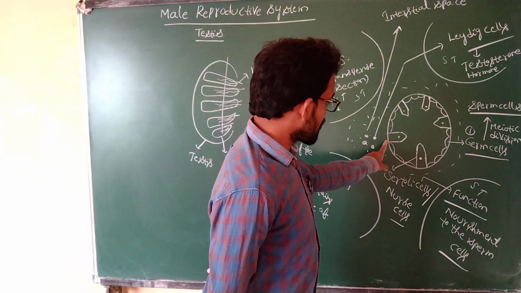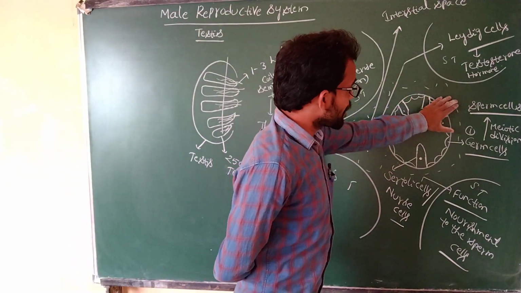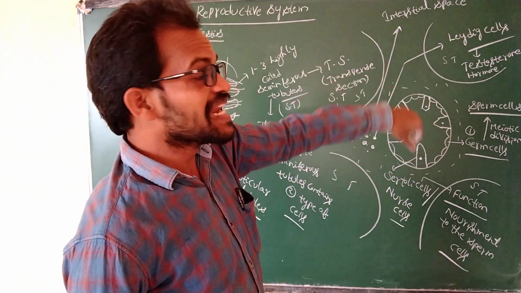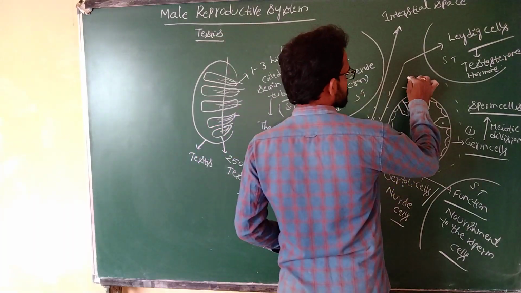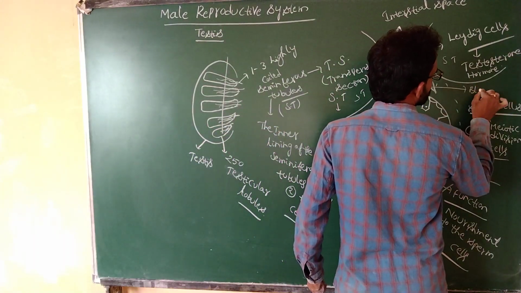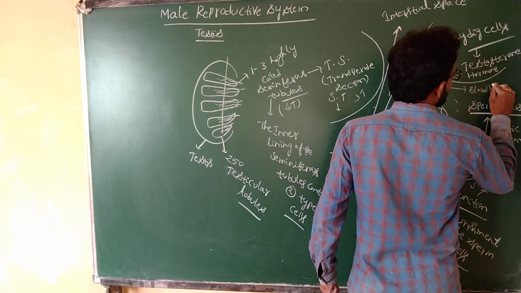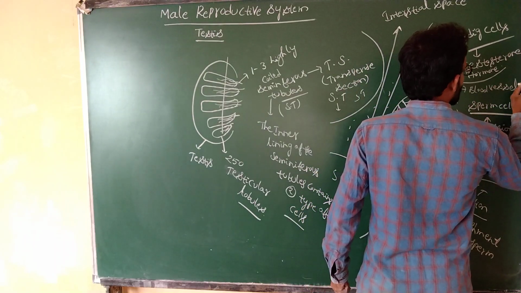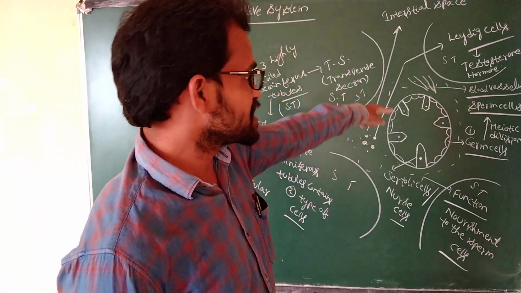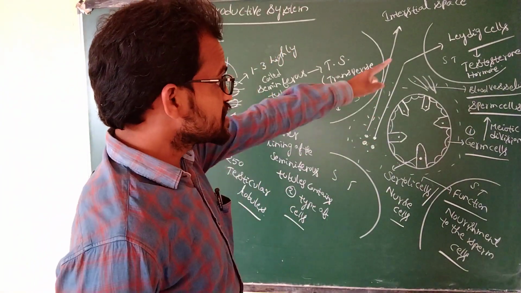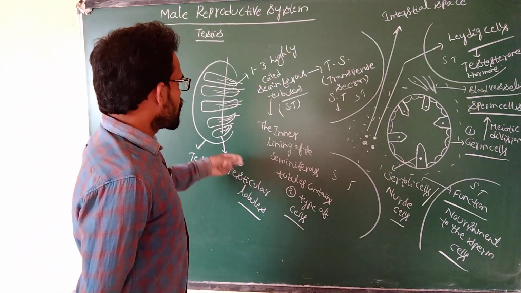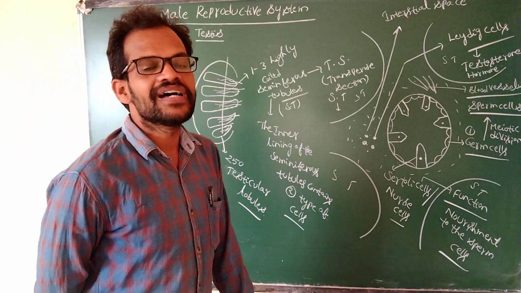Between one seminiferous tubule and the other seminiferous tubules, this gap is known as the interstitial space. This space consists of Leydig cells and also blood capillaries, blood vessels. The neurons are also present in that area. Leydig cells produce testosterone hormone. That is the observation of the internal parts of the testis.